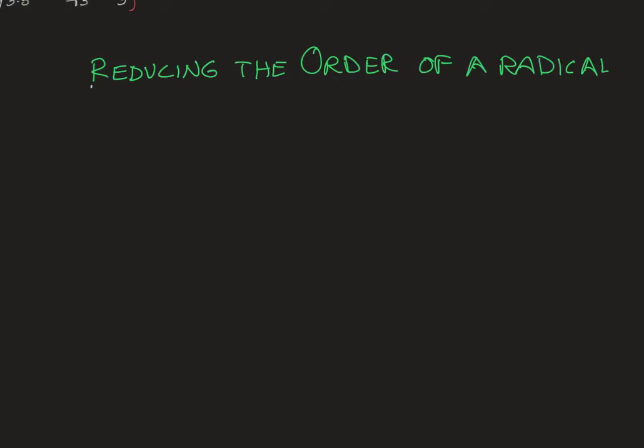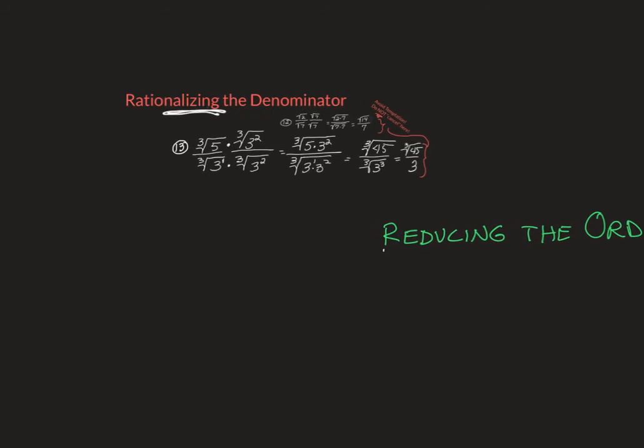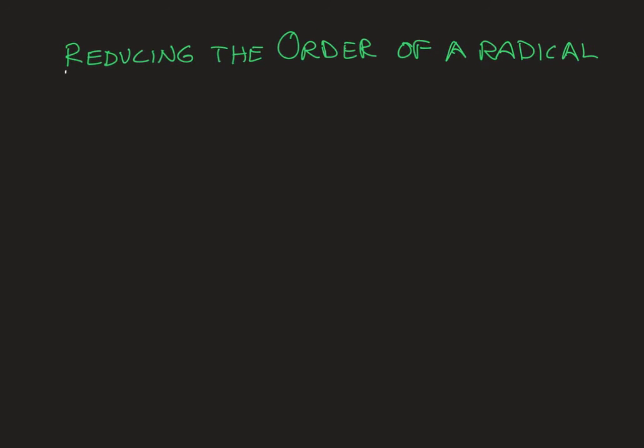Okay. So we're going to be reducing the order of a radical. Okay. So my first example for this, which will be example what? Let's see. I was up to 13. This will be example 14.